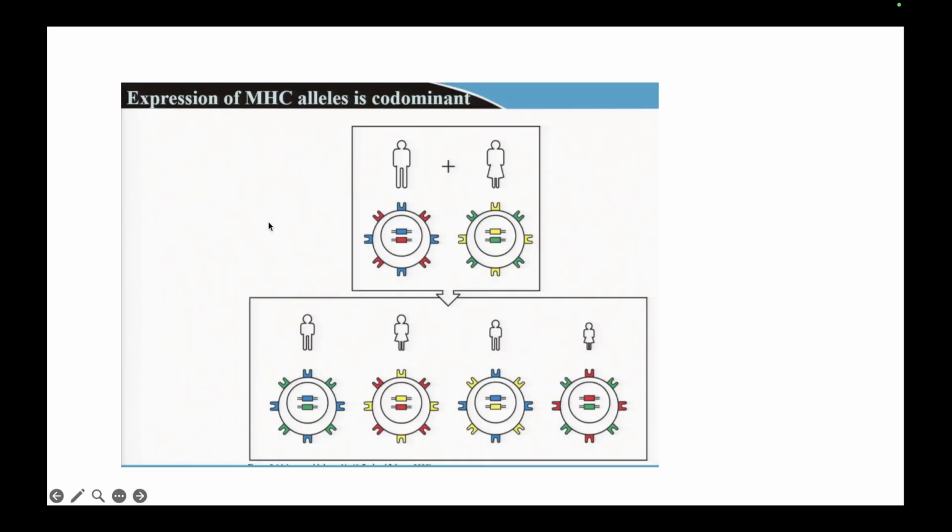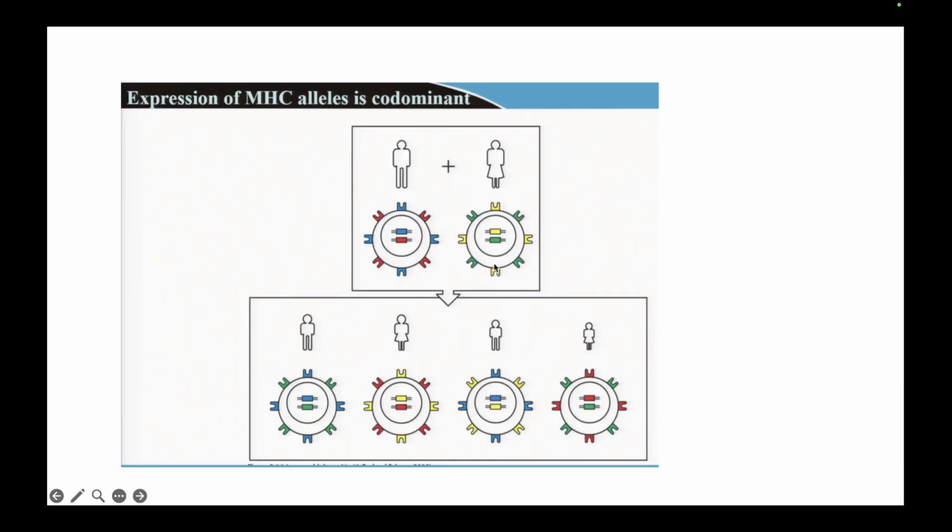Here you can see an example. In this individual there are two different alleles of the MHC gene, and whatever is expressed will be shown on the surface. Even though there are two varieties, there is no dominance, there is codominance, so both alleles will be equally expressed on the surface. For example, in this individual also there are two varieties, and both are being expressed.